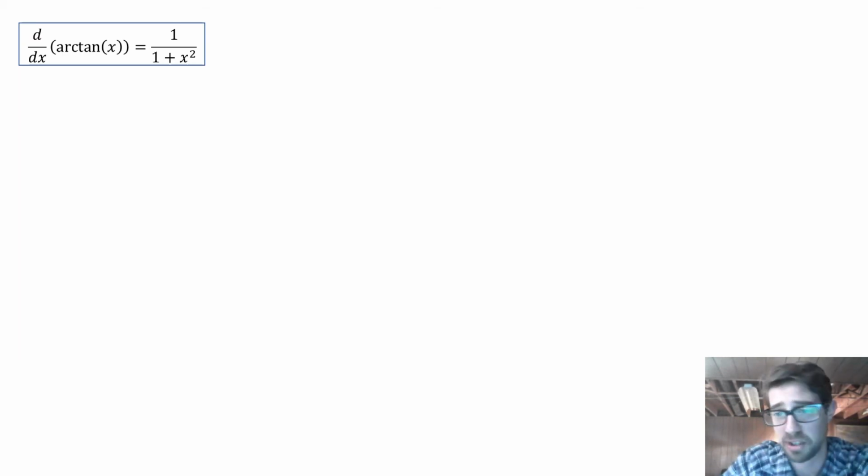Again, I know it doesn't look right. If I just told you that, you'd probably take my word for it, but it does look weird, but it is true. That's the derivative of that function. It's not a trig function.